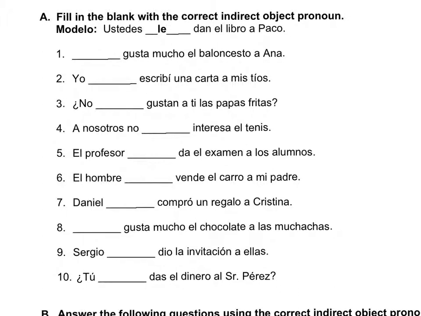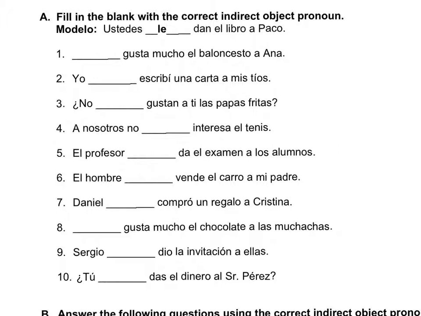So let's do a traditional worksheet here with selecting the correct indirect object pronoun. So number one is going to cause us to review that gustar is different: how we use gustar and verbs like gustar. The person receives the pleasure.